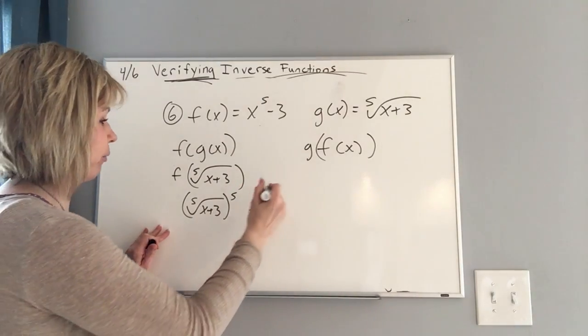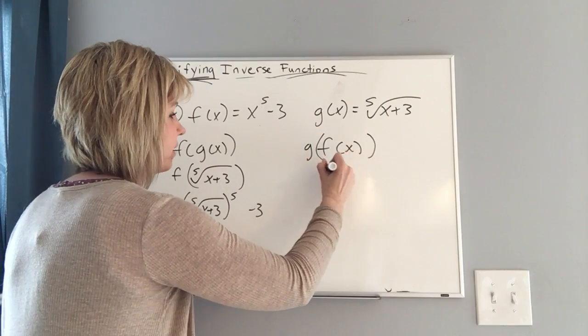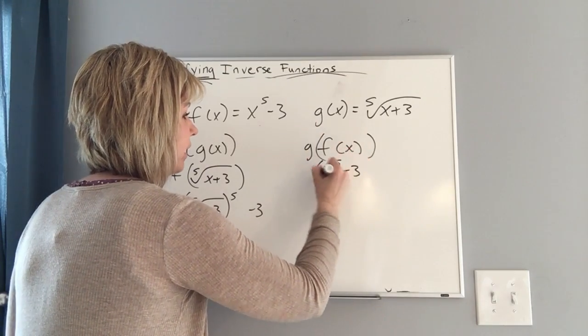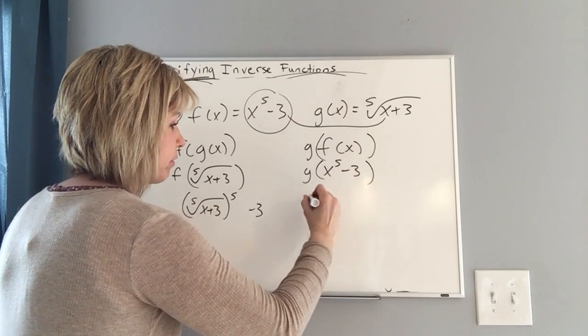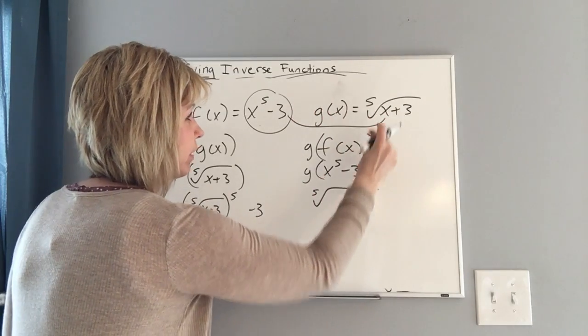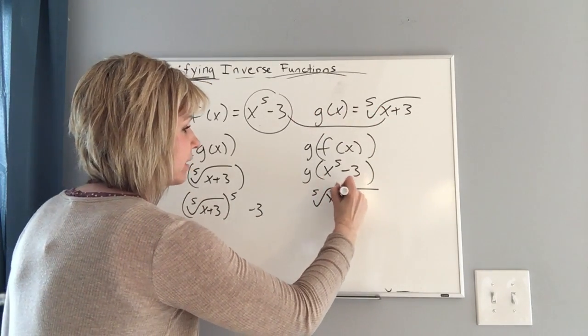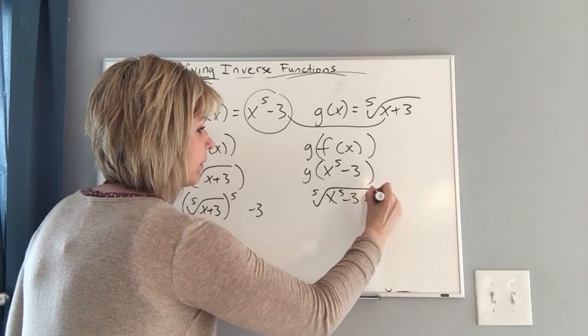So let's see how the other one would look. What's f of x? x to the 5th minus 3. So you're putting this whole thing underneath the 5th root. So underneath the 5th root, what's your new input? x to the 5th minus 3, and then a plus 3.